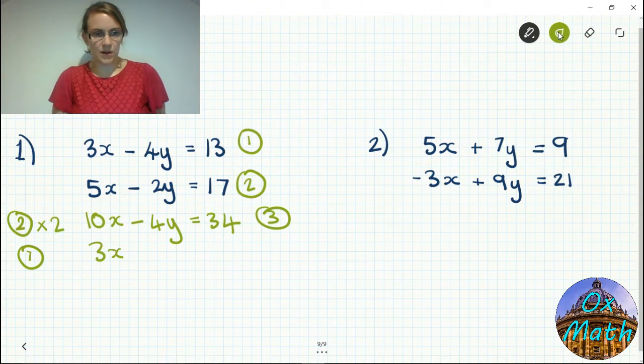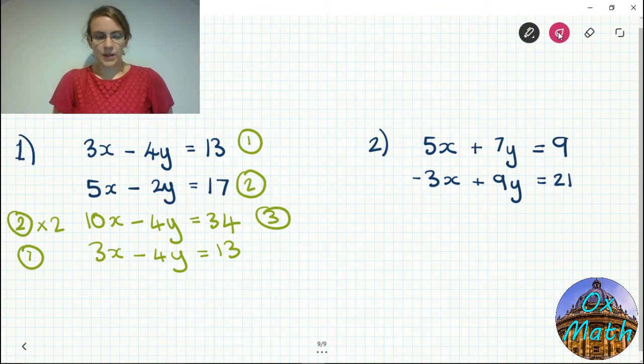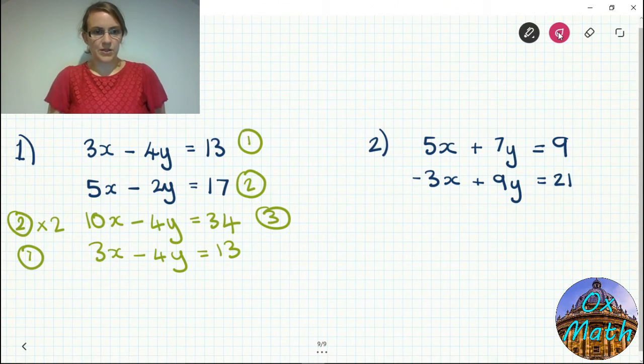So equation 1 is 3x minus 4y equals 13. Now we're looking to eliminate the y's, and because they are both negative, we need to take them away from each other. The signs are the same, so we need to take them away. If we added them, we'd end up with minus 8. So we are going to subtract the bottom equation from the top equation. So I'm going to do equation 3, take away equation 1.